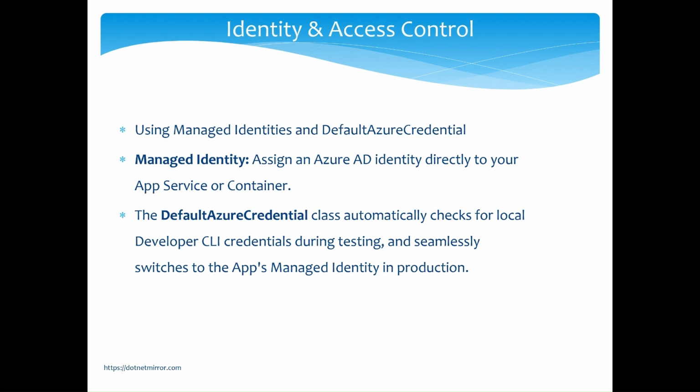Passing connection strings around is how credentials leak into source control. Instead, we use Azure Managed Identities. When deployed, your app service or container is assigned an Azure Active Directory identity. We simply grant that identity permission to read our configuration.